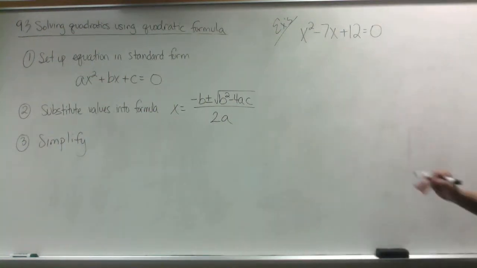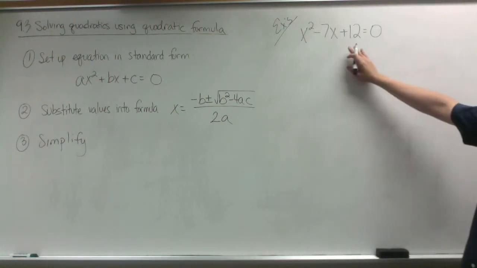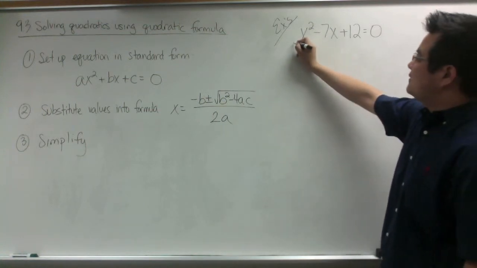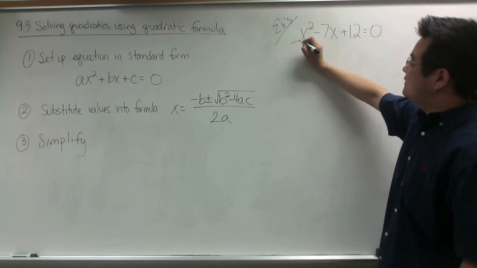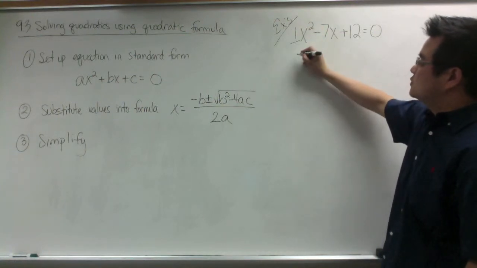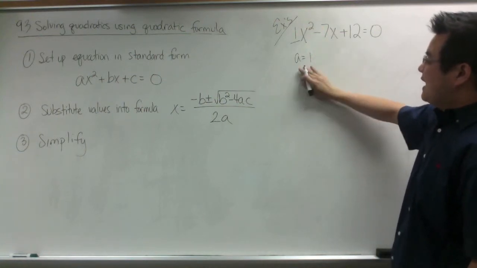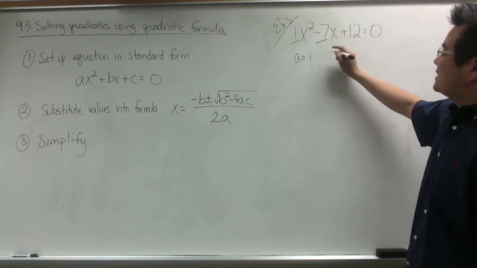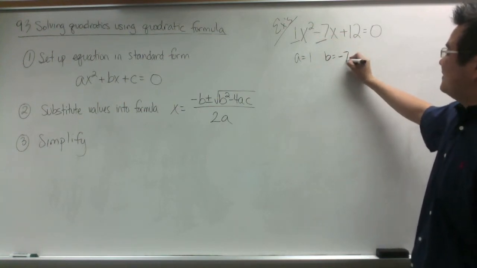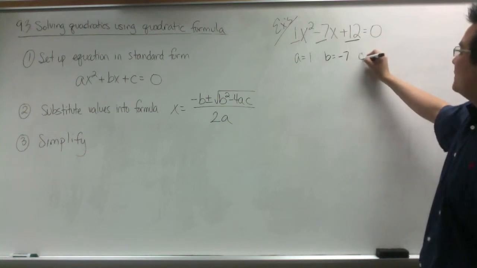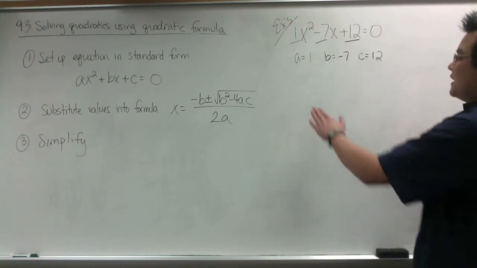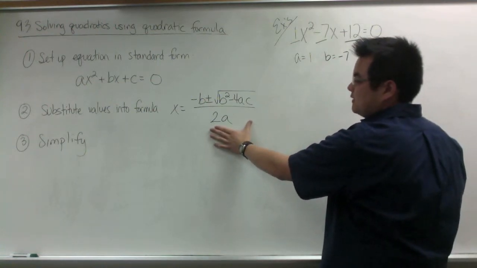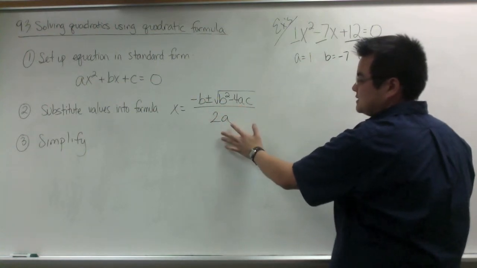So let's take a look at our first example. We have the equation already set up in standard form. So what we're going to do is pull out the values that we need. The number in front of the x squared, which in this case is 1, will be a. Then the number in front of the variable x will be b, so that's -7. And the last number will be c. So now we have these 3 variables, a, b, and c, and we can plug them into the formula that has also those variables, a, b, and c.